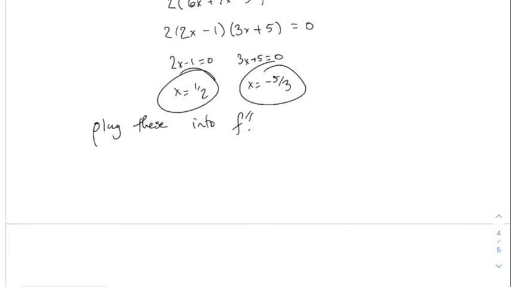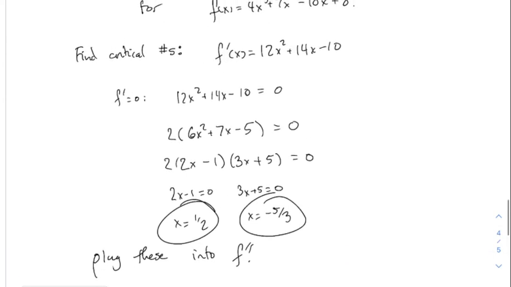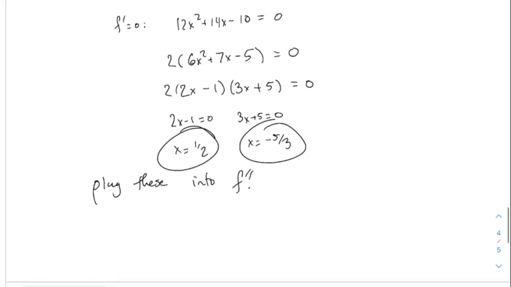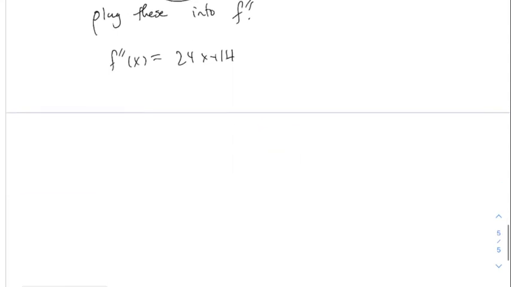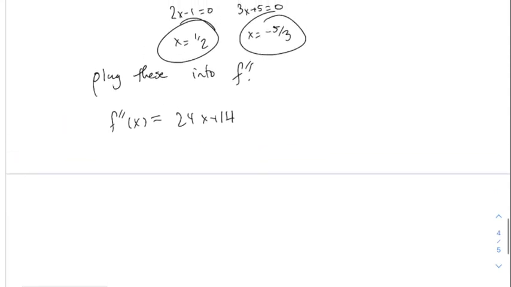Now, we actually never found f double prime, not yet, at least in this problem, so I have to, starting here, take the derivative again. That's what f double prime will be. So it's going to be f double prime of x is, you still see it up there? There it is. 24x plus 14, right? That's the second derivative. And then what I said I'm going to do, plug those two critical numbers into the second derivative. So the first one, f double prime of 1/2 shall be 24 times 1/2 plus 14. This is 12 plus 14, which is positive.